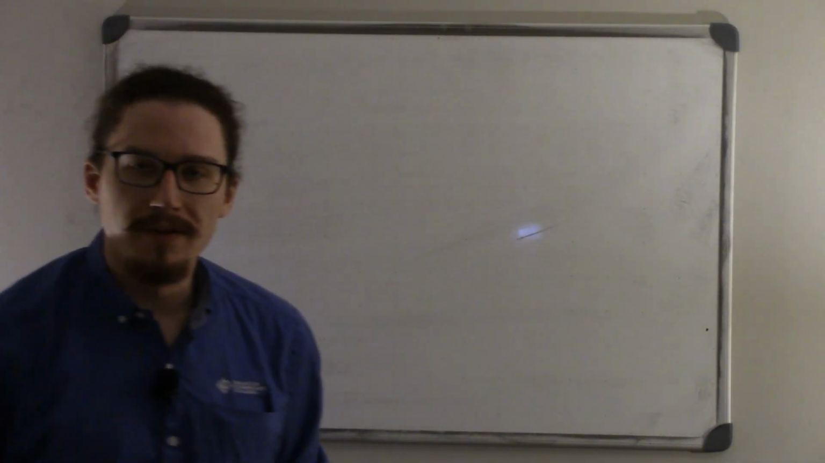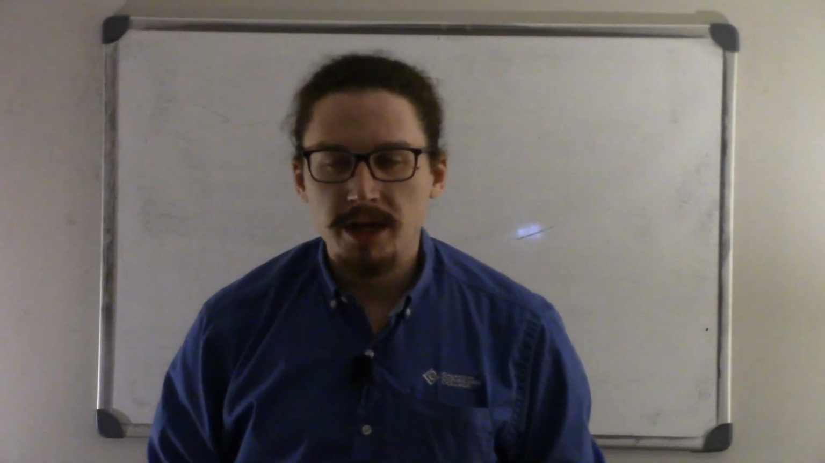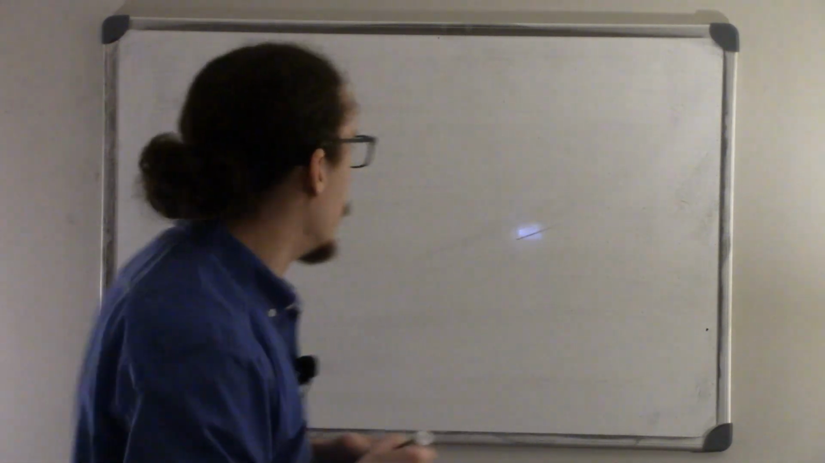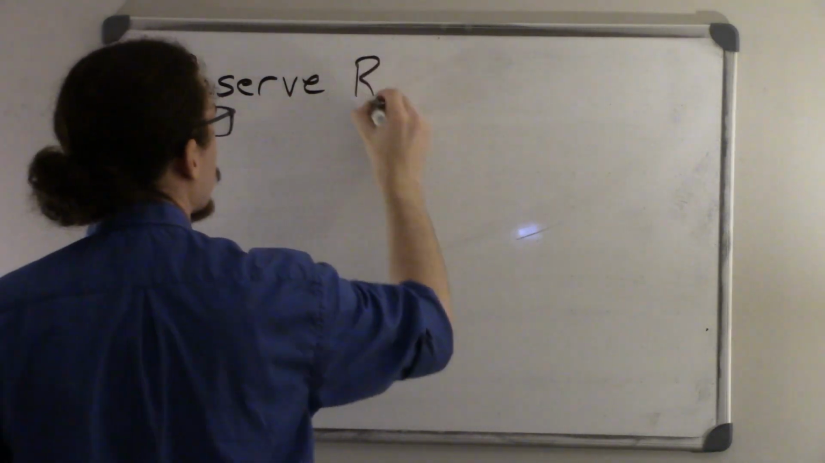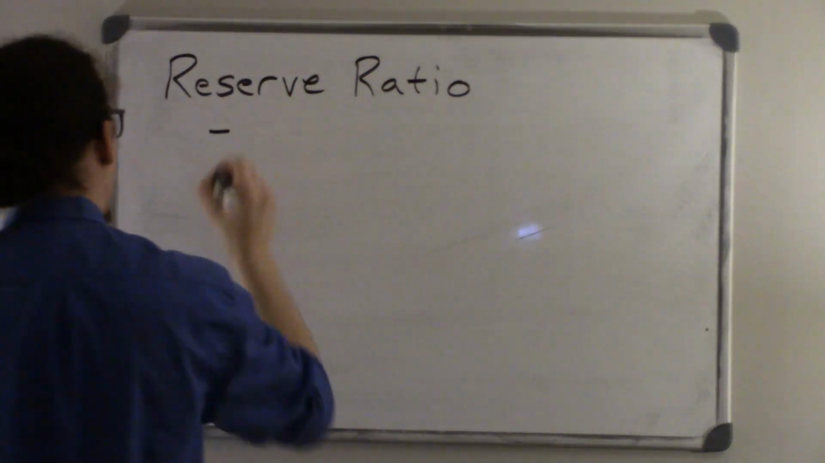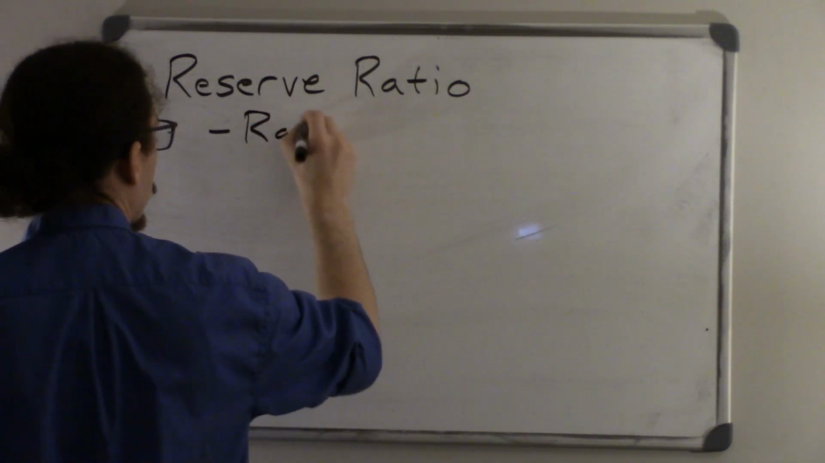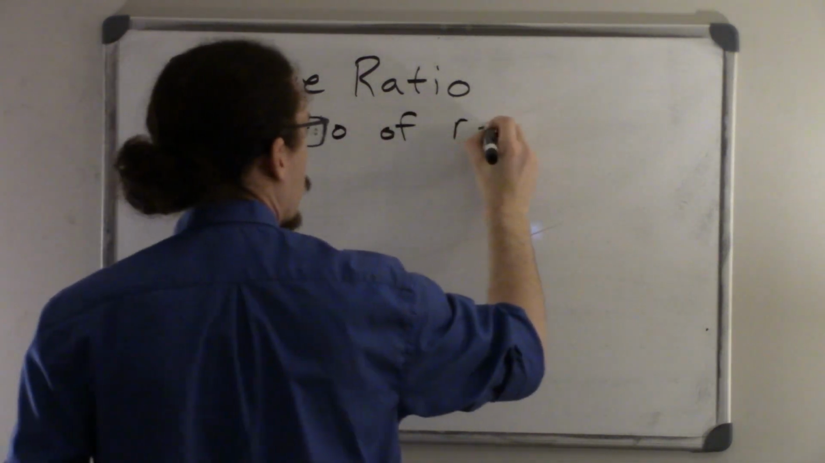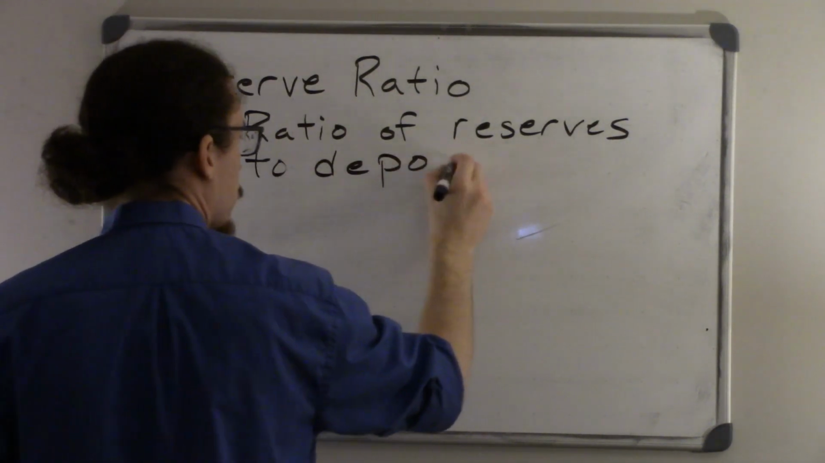I probably shouldn't have erased that top part, but that's okay. That statement that banks hold $1 in reserves for every $10 deposited is the basis of what we call the reserve ratio. The reserve ratio is the ratio of reserves to deposits.